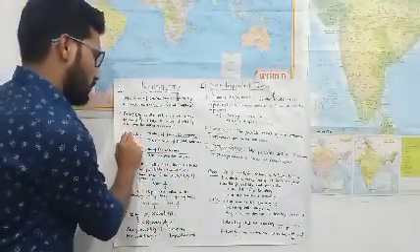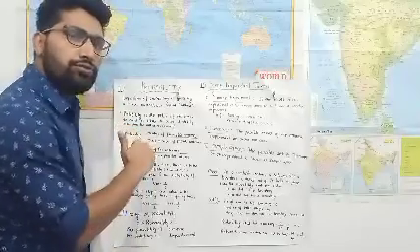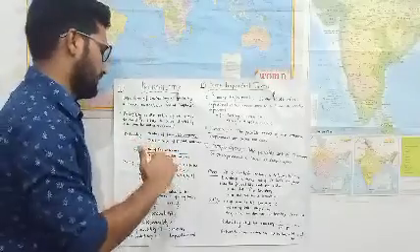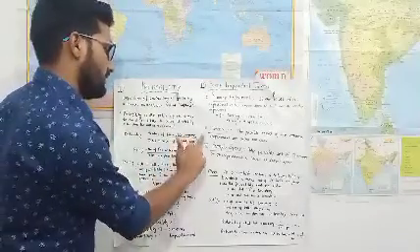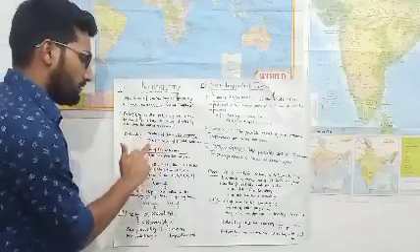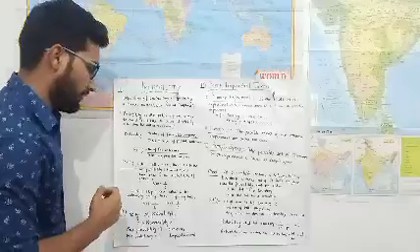This is the most important part of this chapter. It is used in all the questions in this chapter. This is the basic formula for this chapter: number of favorable outcomes upon total number of possible outcomes. This will be explained by an example.